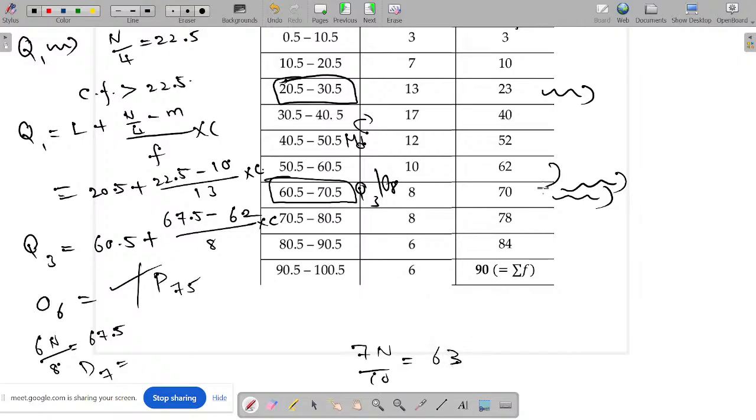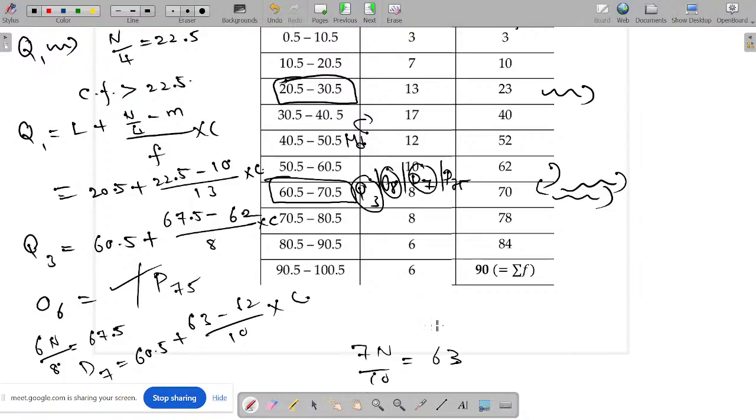63. So greater than this, you're getting the same, right? You're at 63 only, no? So you're getting the same here also. So what's the value? L, which is 60.5, plus 63 minus 62, divided by 10, into. So this is the D7 class. So Q3, D8 and D7, everything matches with the same. P75 also. Okay.